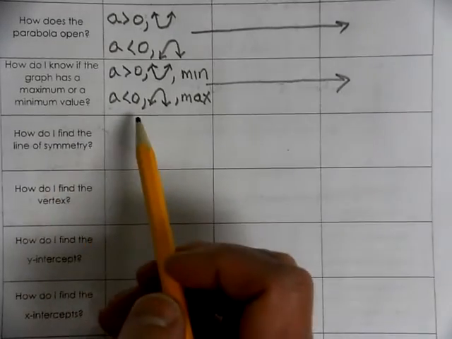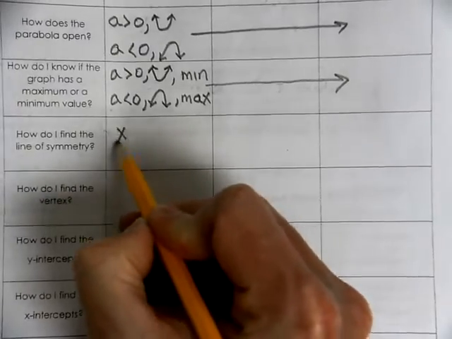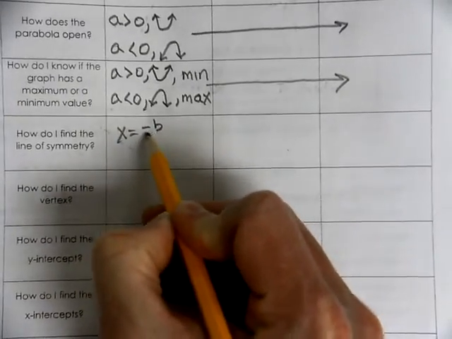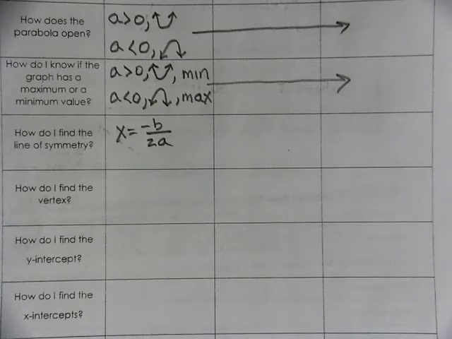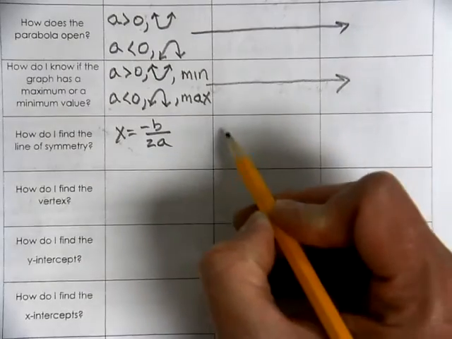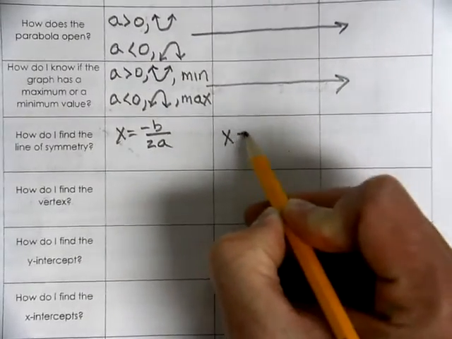So to find the line of symmetry in standard form, we're going to do negative b over 2a. That formula should look pretty familiar. Negative b over 2a. You take your b term, you do the opposite sign of it, and divide it by 2 times a.